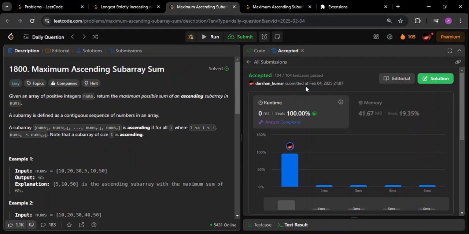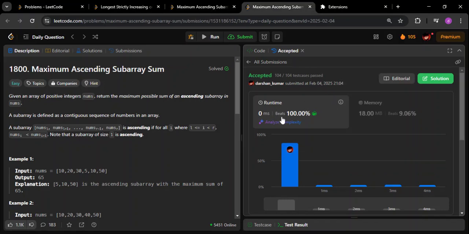As you can see, I'm projecting my screen now. This is the Java solution. It's beating 100% of test cases, and in terms of memory it is beating 19% of test cases. Similarly, if you see the Python solution, it is beating 100% of test cases, and in terms of memory it is beating 9% of test cases. So these are the solutions that I will be showing you, both Python and Java. So please be with me. I'm sure that after watching this video you will not have any doubts left for this kind of question.